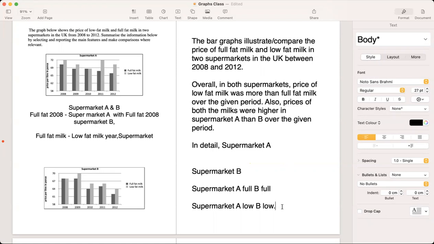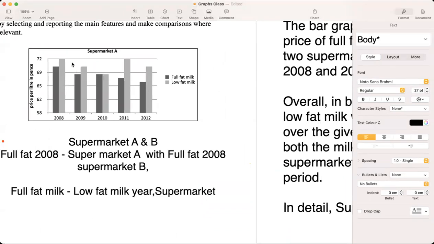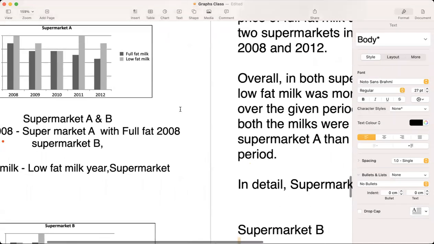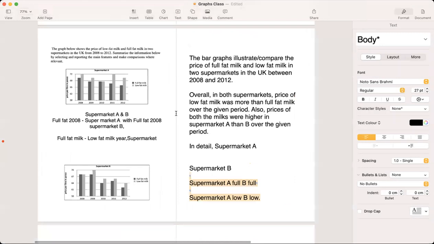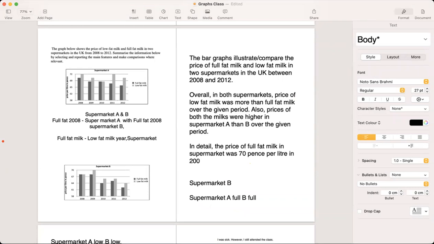Okay. So now let me tell you how to divide it. I'm writing supermarket A first. First I'm going to write about full fat milk, and I'll start with the first year. Always start with the first year data. Never ever not start with the first year data. So I'll start in detail: the price of full fat milk in supermarket A was 70 pence per liter in 2008. I have given the data for the first year for full fat because I'm going to talk about full fat milk first.